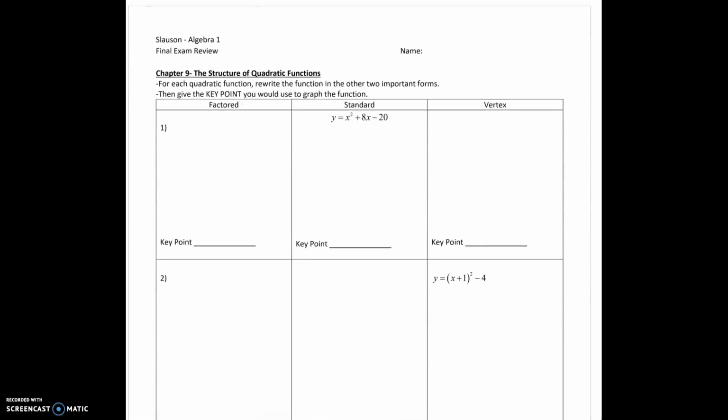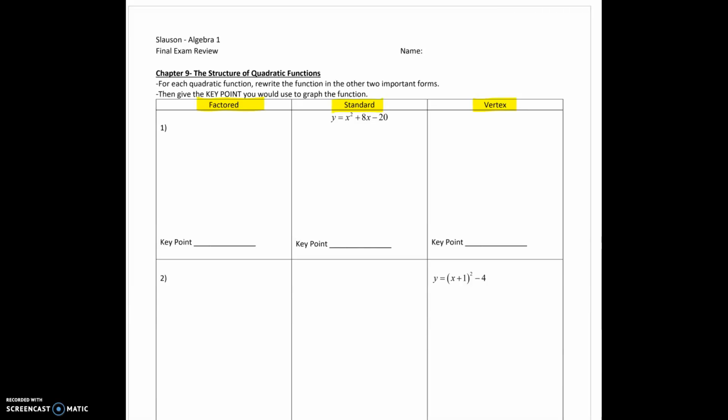So now we are into chapter 9. And this was probably our longest chapter, the one where we had to remember the most. I believe our flip book was green, or it could have been gold. The first part that we talked about in chapter 9 was the 3 different forms of a quadratic: factored form, standard form, and vertex form. Each form gave you a certain point, and then how do you go from one point to the other?